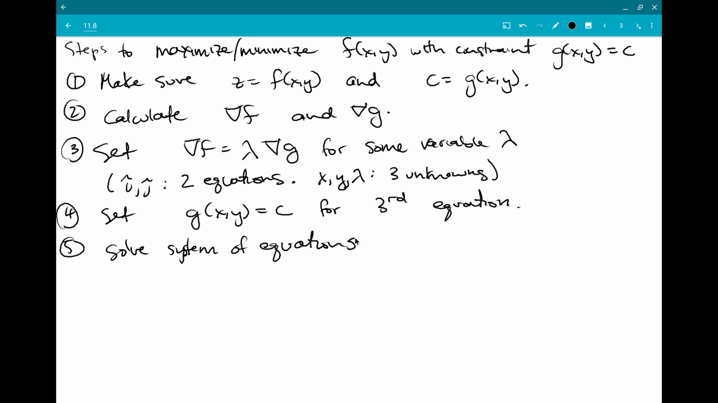So we're going to solve the system of equations from 3 and 4 for the points x, y, and that unknown lambda. We actually don't really care what the value of lambda is. We just need to solve it when we set up all these equations.